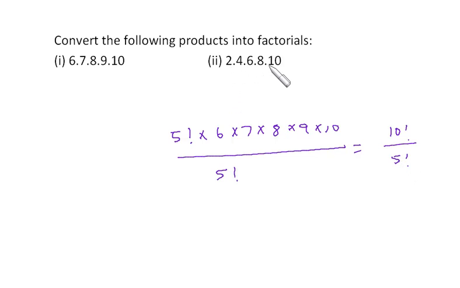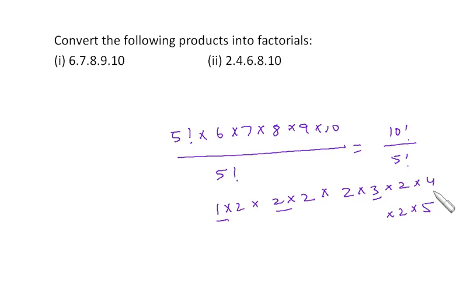Similarly, 2 into 4 into 6 into 8 into 10, it's quite simple. 2 can be written as 1 into 2, then 2 into 2, then 2 into 3, 2 into 4, 2 into 5, right? Now this is 1, 2, 3, 4 and 5. So 1 into 2 into 3 into 4 into 5, that is 5 factorial.